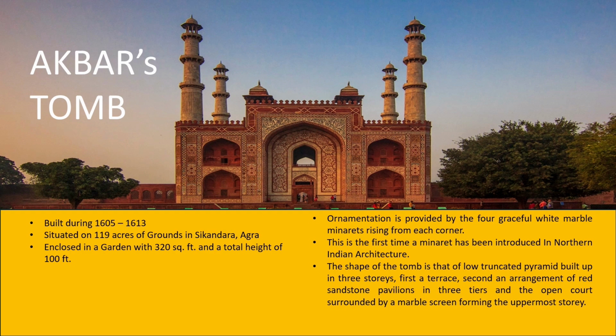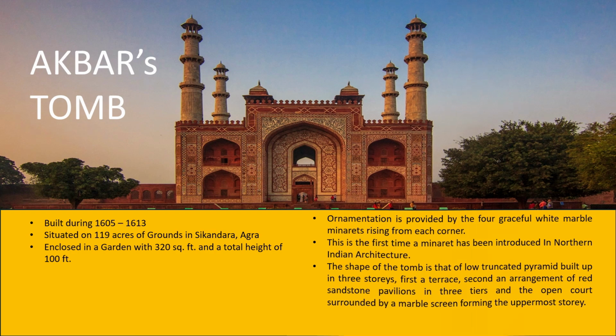The ornamentation is provided by 4 graceful white marble minarets rising from each corner. This is the first time a minaret has been introduced in northern Indian architecture. The shape of the tomb is a low truncated pyramid built up in 3 stories. The first terrace, second an arrangement of red sandstone pavilions in 3 tiers, and the open court surrounded by a marble screen forming the uppermost story.